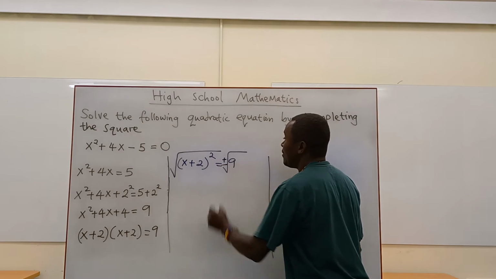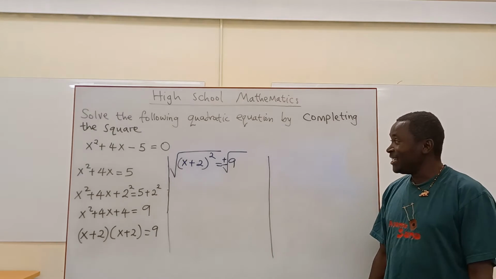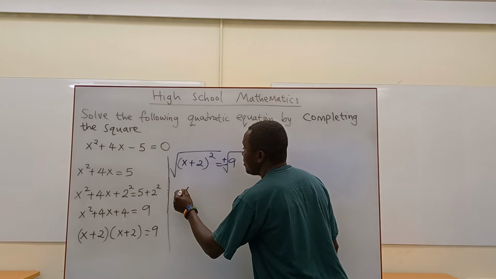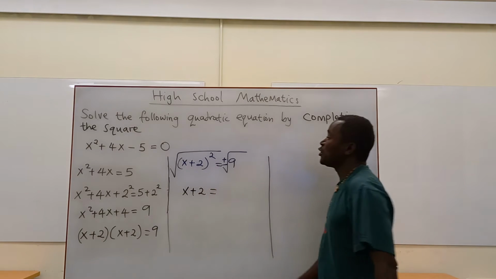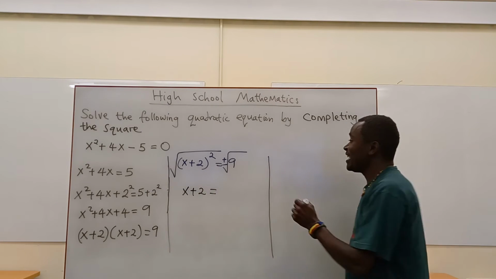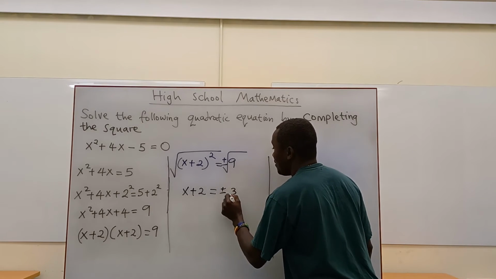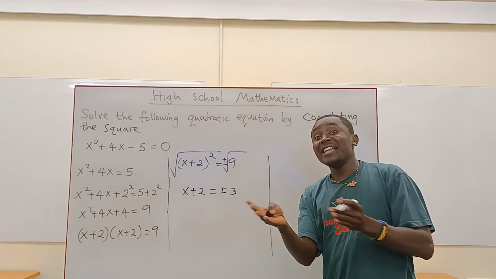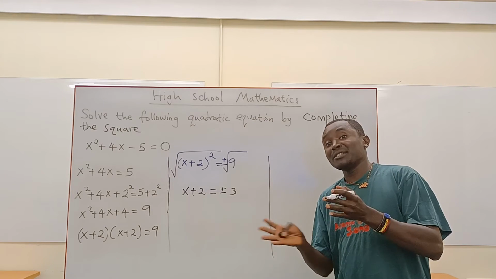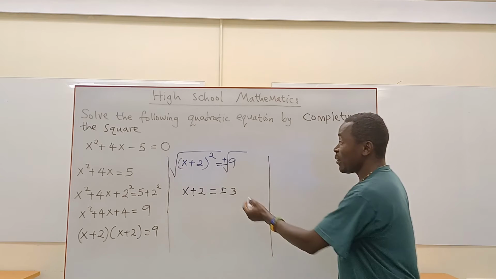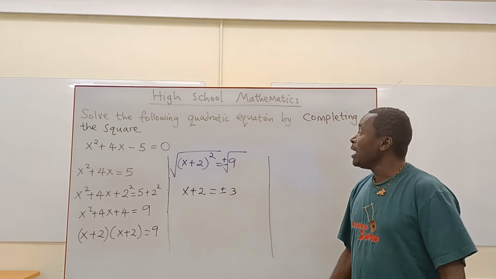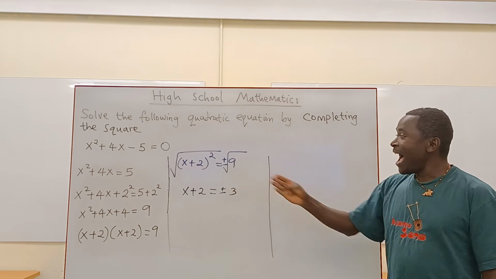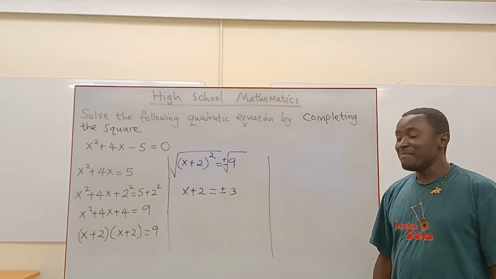And these should give you a positive and a negative value, right? So the square root of x plus 2 squared will give you x plus 2 is equal to the square root of 9, which gives you plus or minus 3, because minus 3 multiplied by minus 3 will give you 9, and positive 3 multiplied by positive 3 will give you 9 as well. That's why we have positive or negative 3 as the square root of 9. So you have x plus 2 is equal to plus or minus 3.